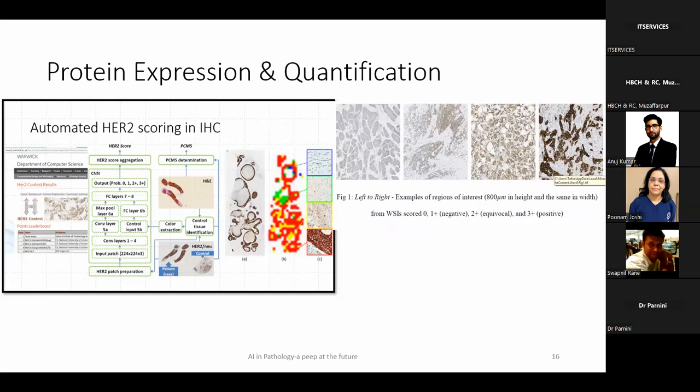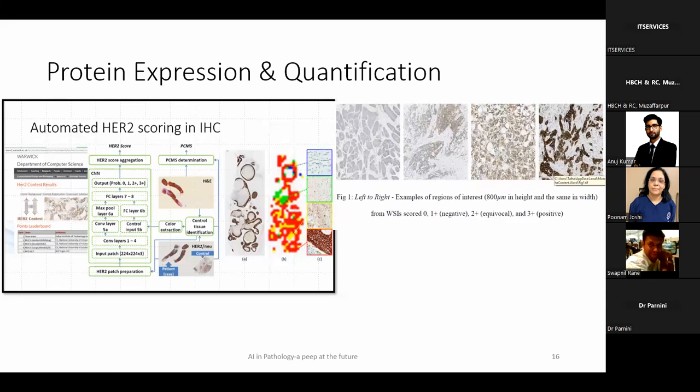Now, there are a lot of methods that have been developed that do an automated estimation of the protein expression of IHC slides. For example, in this particular contest on HER2 staining, as you must be aware, we do a 0, 1 plus, 2 plus, and 3 plus kind of scoring on the HER2 protein expression. A lot of models were built with very high accuracy, reaching up to 99%, to classify the HER2 IHC slides into 0, 1 plus, 2 plus, and 3 plus.